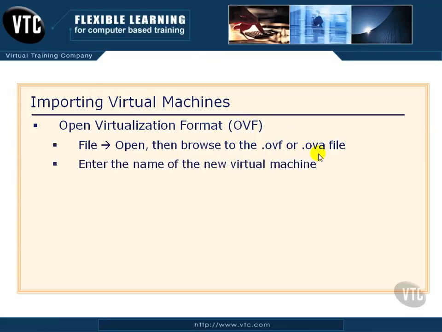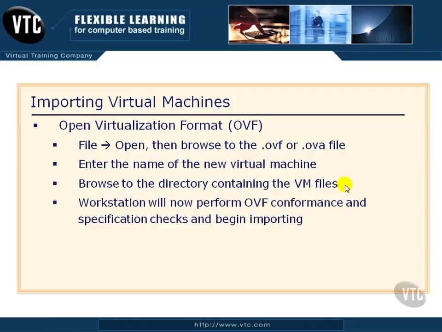And when you see that, just point at it, say OK, and then it's going to ask you to enter the name of the new virtual machine that you're creating in VMware, and then it's going to ask you to browse out to that directory again. It's going to point at those VM files. You're going to grab it. Usually these files are going to be in the same place, not necessarily always. And what's going to happen now, watch this step. Workstation is going to begin to perform conformance and specification checks to make sure that everything in the OVF is just the way it needs to be to run in Workstation. And then it will begin importing it.